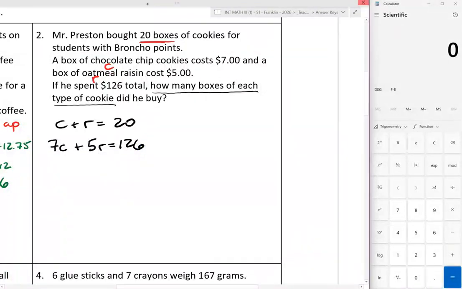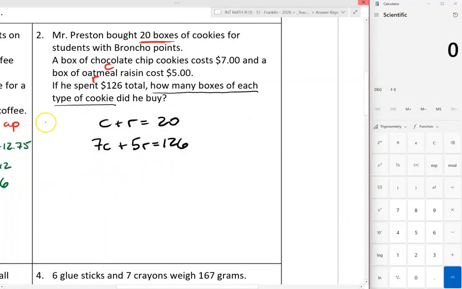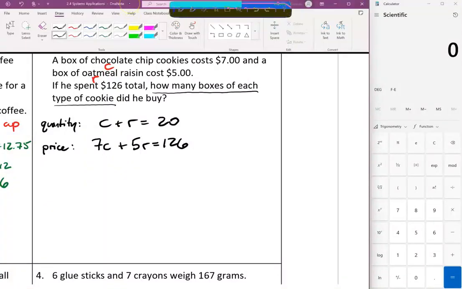So we have one equation. Let me scoot this over. We have one equation that is the quantity and one equation that deals with the price. So oftentimes you'll have this type of system where you have an amount equation and a price equation. All right, but we still have to solve it.